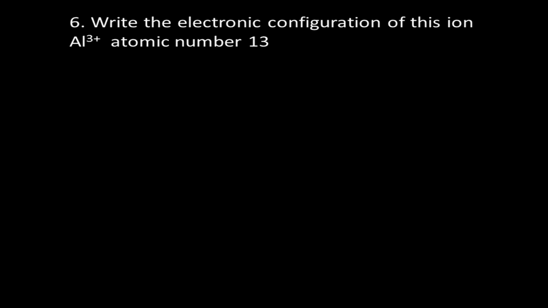Number 6, write the electronic configuration of this ion, Al3+. Atomic number is 13. Atomic number of aluminium is 13. So this aluminium is losing 3 electrons. That is why it's 3+. For a neutral aluminium, the atomic number is equal to number of electrons. But this has charge. That means it has lost 3 electrons.